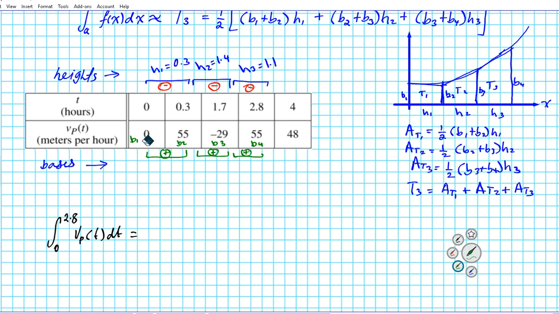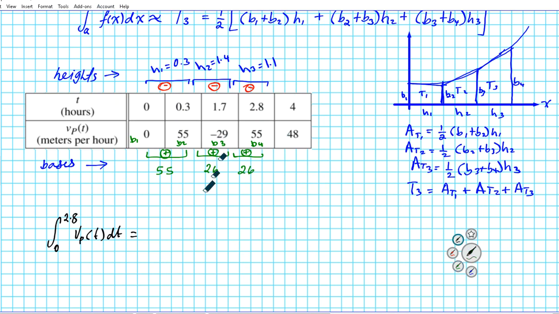Okay? So that b1 plus b2, just add these two, that's 55. b2 plus b3, just add those two. You get 26. And then this one you get 26. Okay? Alright, so let's put it all together.